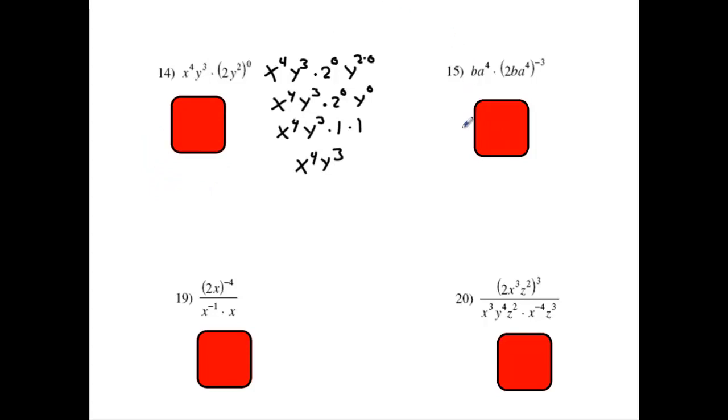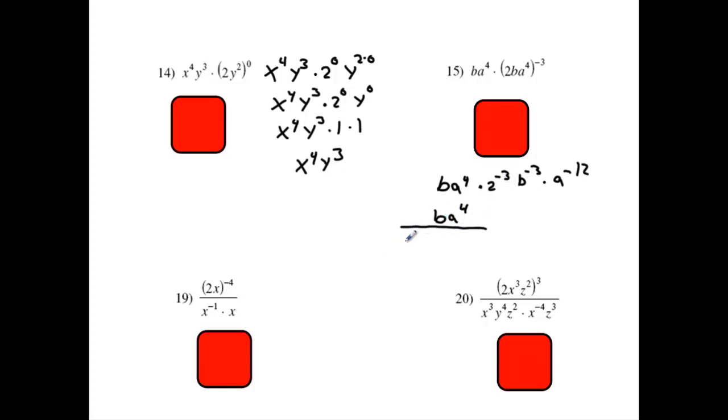To work this problem, I'll leave it as b a to the 4th. Everything inside here is going to the negative 3 power, so that's times 2 to the negative 3 times b to the negative 3 times a to the negative 12. So I can rewrite that as b a to the 4th. Draw my line. All these are going to negative power. I'll drop them down to the denominator.